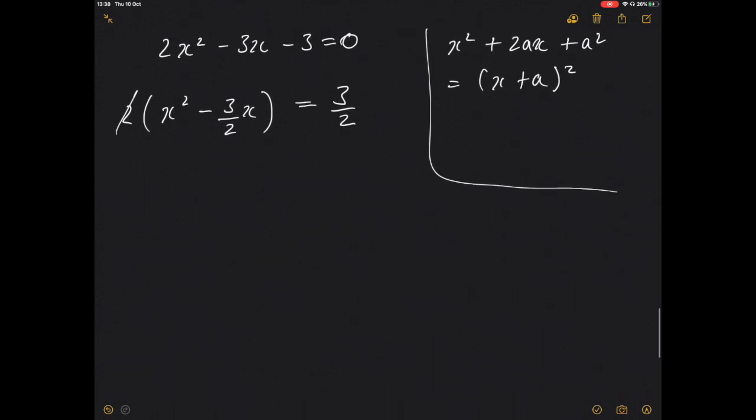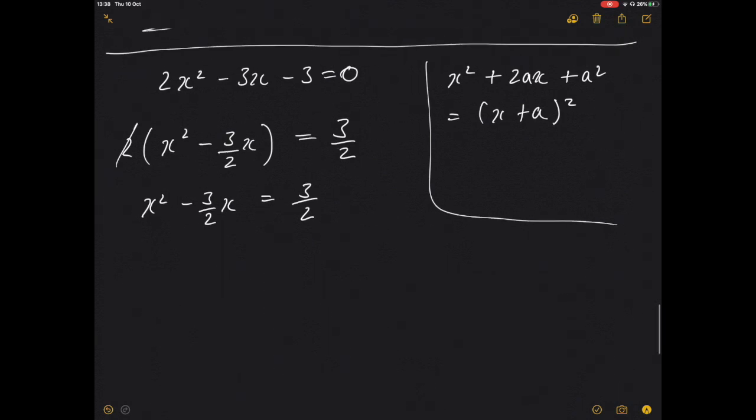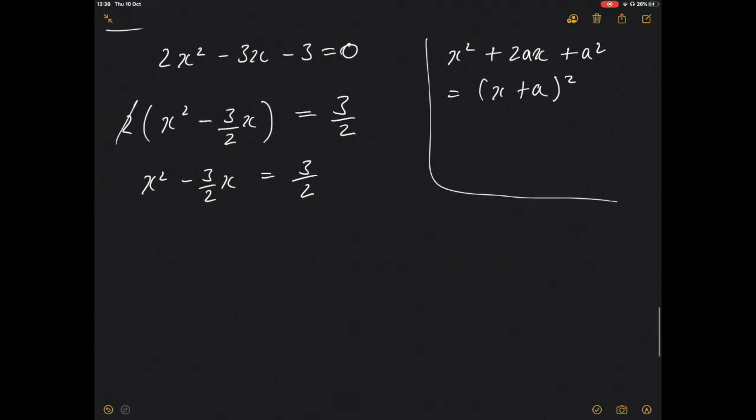A little bit tidier, we can say that the negative's gone over there, and so x squared minus 3 over 2 x equals 3 over 2. So all we've done here is we've taken a 2 out of all these numbers. Because we have something on the other side, we can get rid of the brackets. So that's x squared minus 3 over 2 x equals 3 over 2. So we've now got something in the form that we want it.